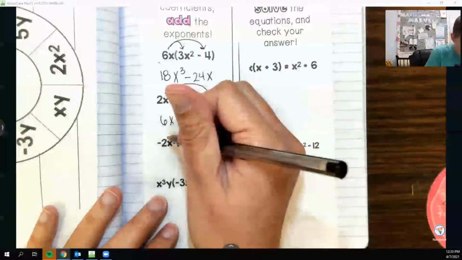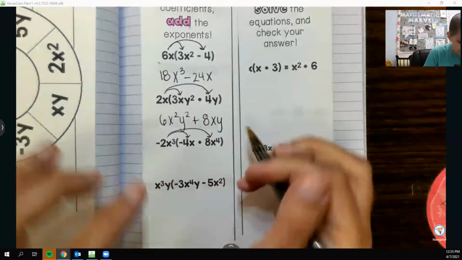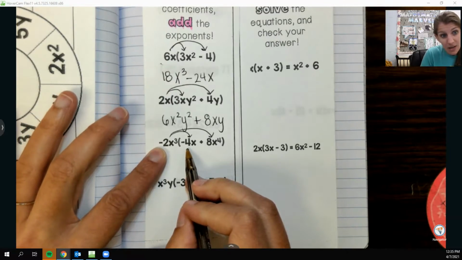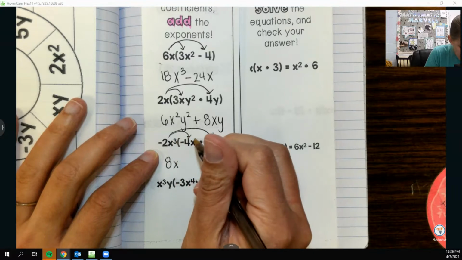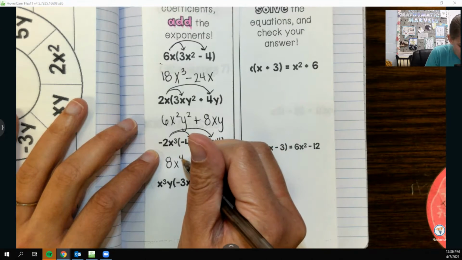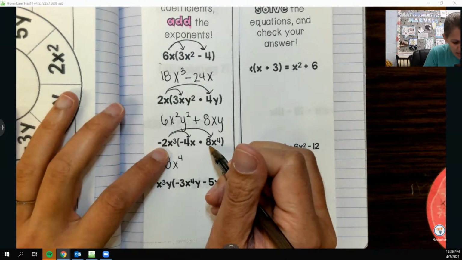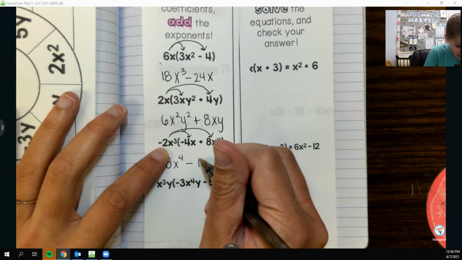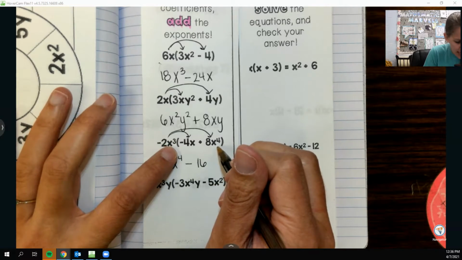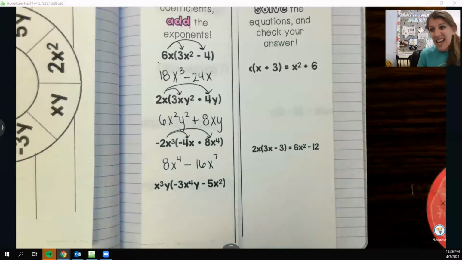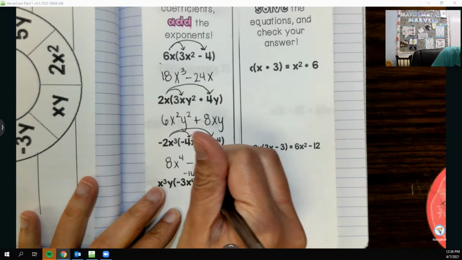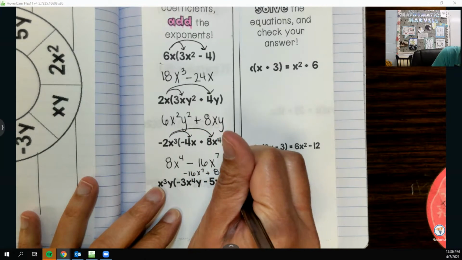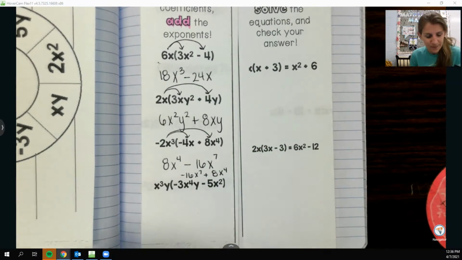On to the next. We are just distributing. So negative 2 times negative 4 is positive 8. And then when I do my x's, I need to add the exponents. So 4. Then negative 2 times 8 is negative 16. And then when I do the x's, I need to add, so 7. And then really I should rewrite that so that it's in standard form. I didn't leave myself enough space. I'm going to do it though. Negative 16x to the 7th plus 8x to the 4th, and then you're in standard form, which is much better.